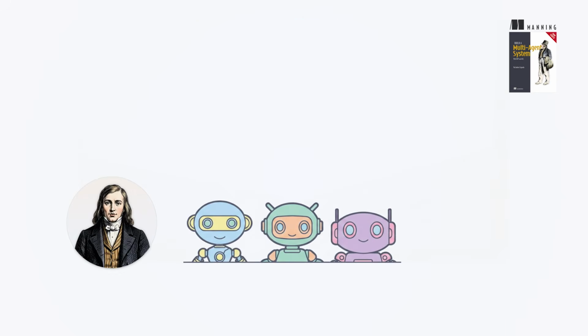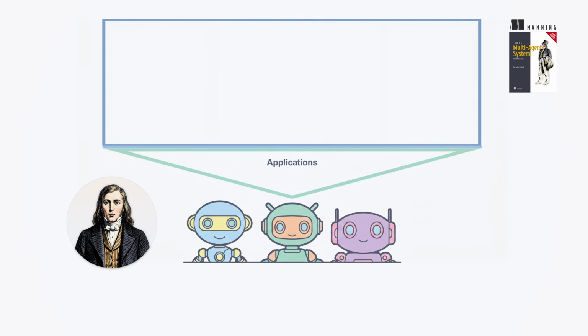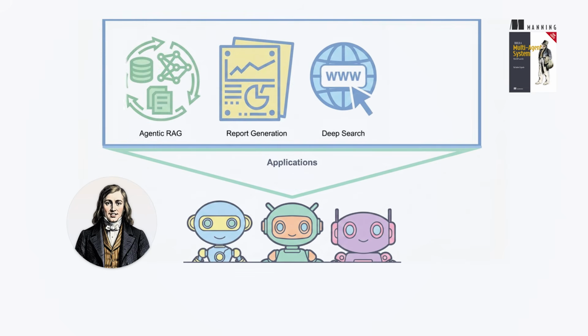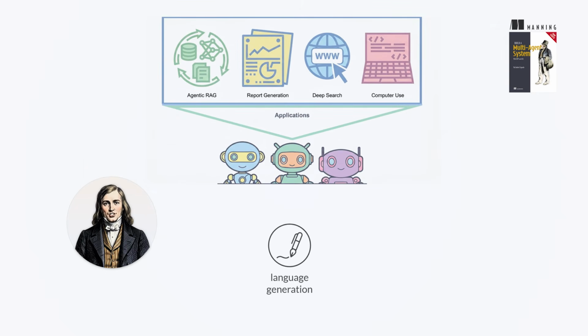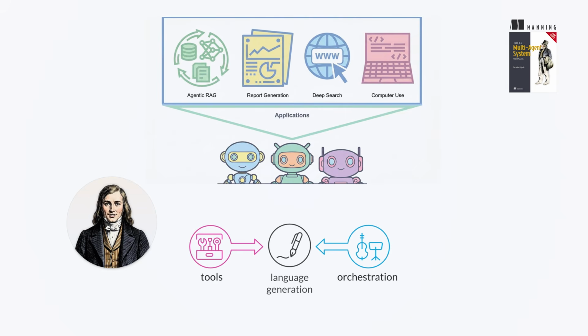LLM agents are useful when a task requires action beyond one text response. They support report generation, search, agentic RAG, coding, and computer use. Each case pairs language generation with tools and orchestration. Multi-agent systems, MAS, extends these uses by assigning subtasks to focused agents.